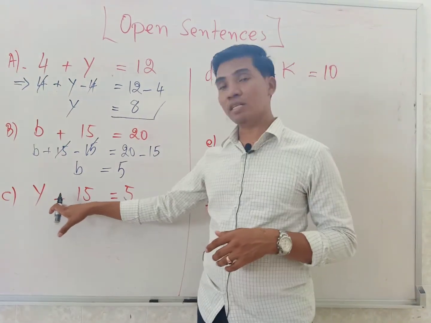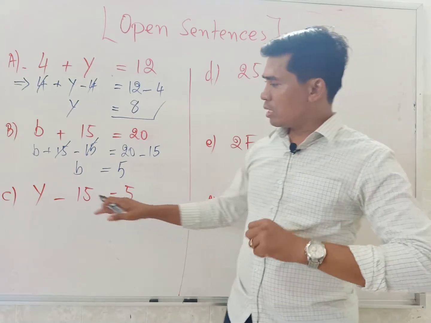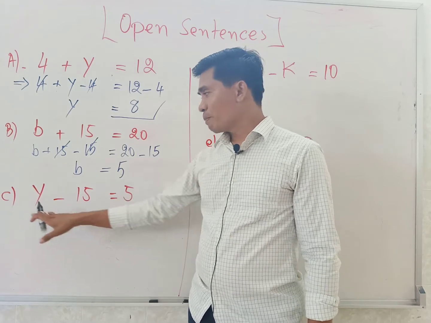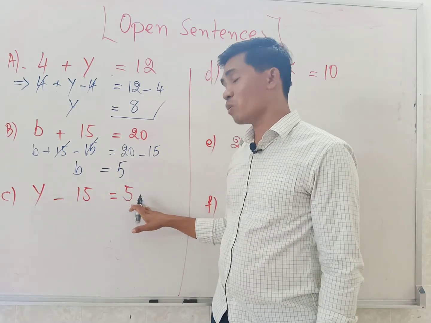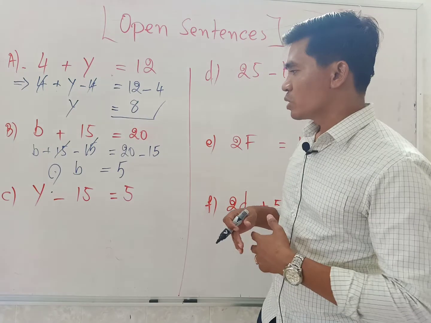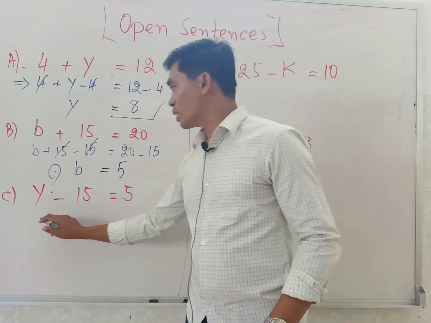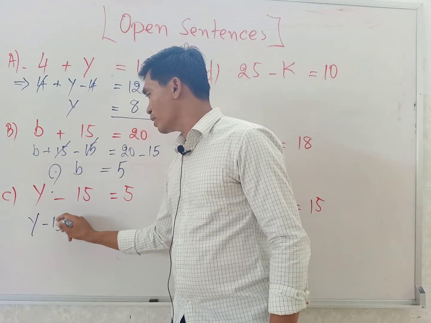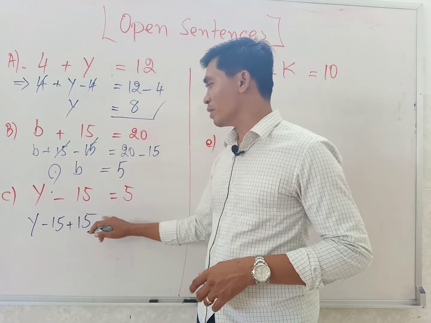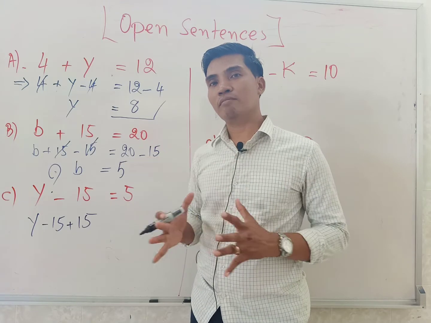So here we can see subtraction. In this one we have addition, and here is subtraction. So in C, y minus 15 equals 5, and then we have to find the value of y. In here we have to remove 15. The number is 15, so we have to remove 15. So we have y minus 15. To remove 15, we have to write positive 15 here, because minus 15 and positive 15, when you remove them, become 0.